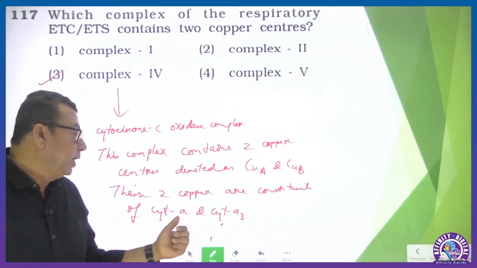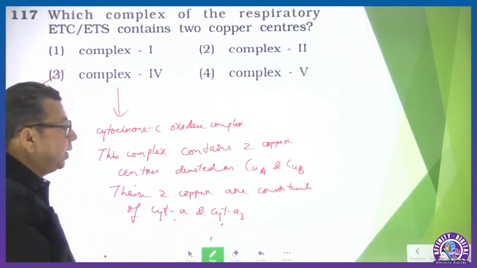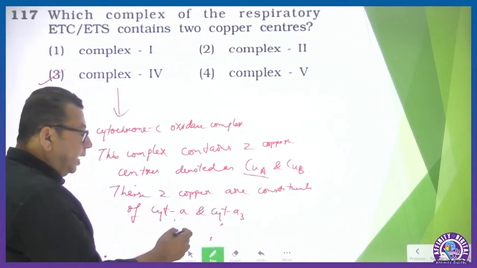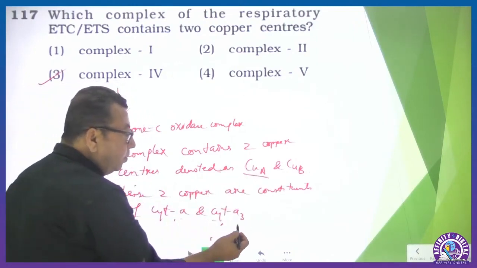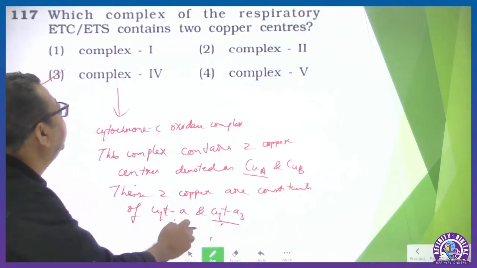Iron ke ilawa, cytochrome A mein iron ke ilawa aur kya hai? Ek copper hai. This copper of cytochrome A is designated as copper A, and the copper of cytochrome A3 is CuB, copper B.